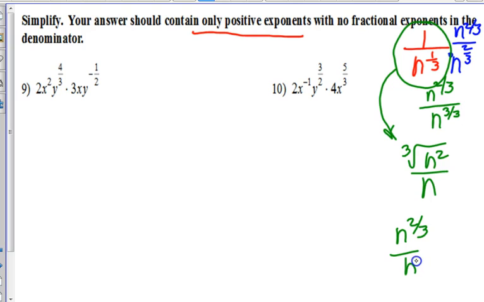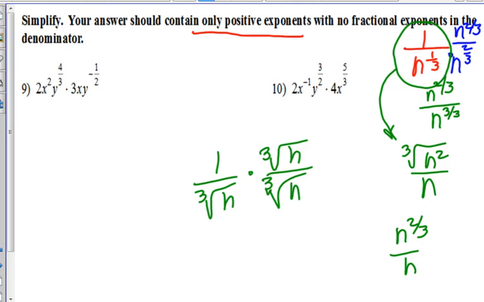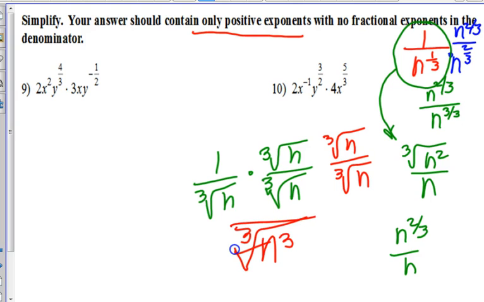Why don't you just do 1 over the cube root of n times the cube root of n over the cube root of n? Okay. Is that just square root to it? Yes. That's the problem, is you'd have to do it again so that you wound up with the cube root of n cubed down here, and then you'd wind up with a cube root of n squared, and this would go to an n, and that is what we did, okay? You'd have to do it 3 times.